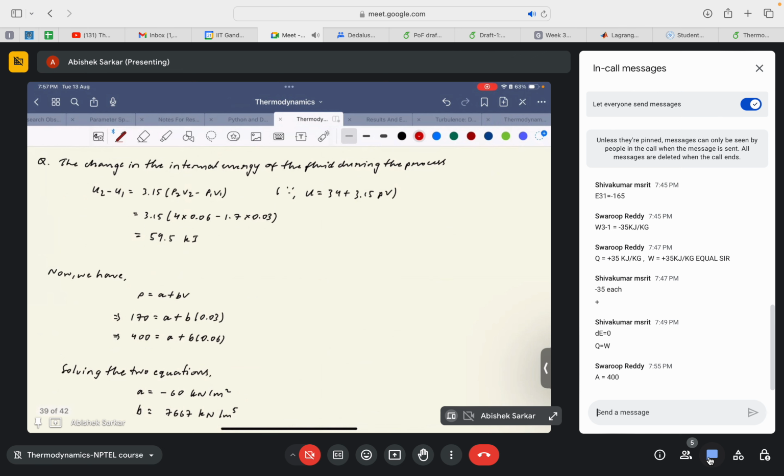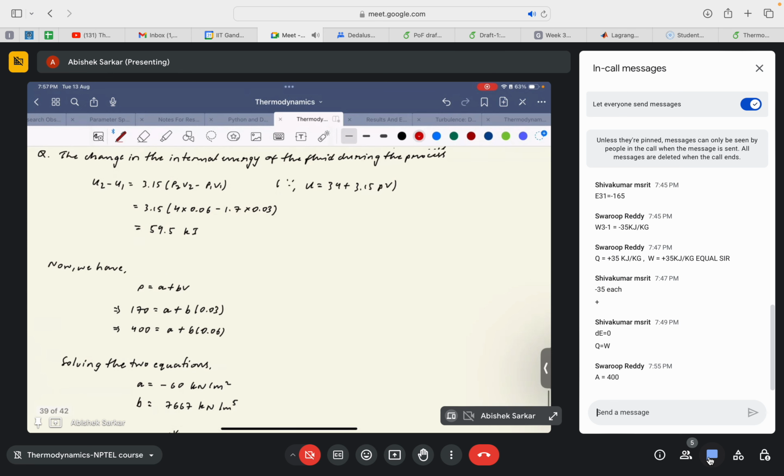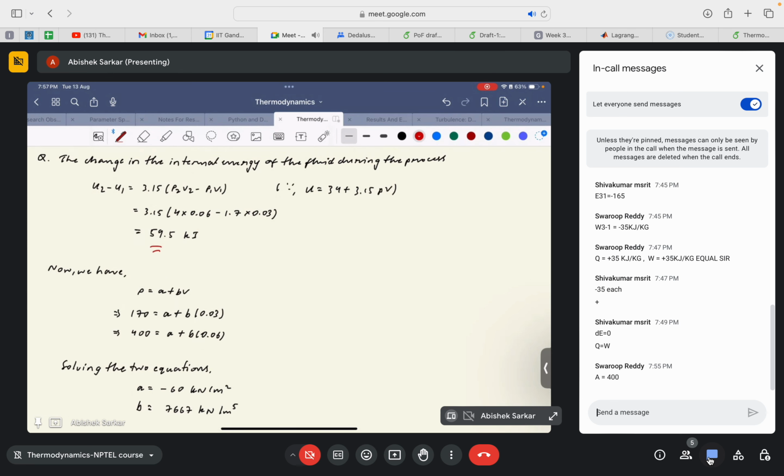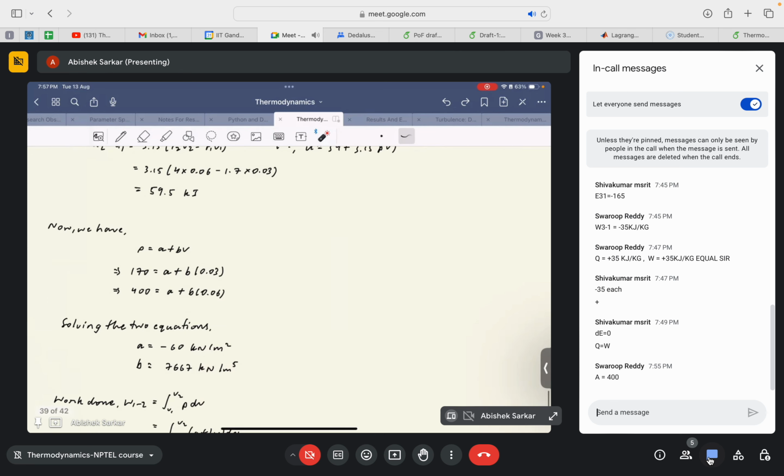Okay. So the change in the internal energy of the fluid during the process is given by U2 minus U1. So we have that U is equal to 34 plus 3.15 into PV, right? So U2 minus U1 will be given by 3.15 into P2 V2 minus P1 V1. Once you do that, you find that U2 minus U1 is equal to 59.5 kilojoules. Okay. So the sign convention directly tells you that the internal energy of the system increases. Okay. Now we have that P is equal to A plus BV.